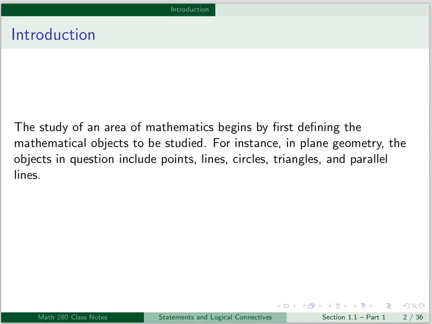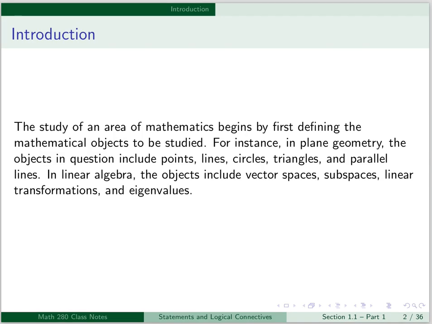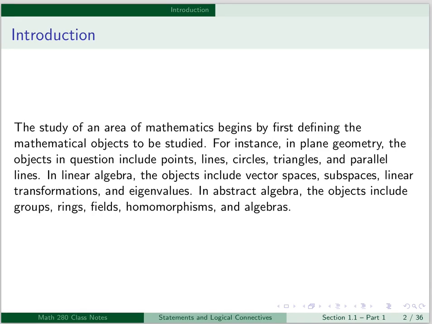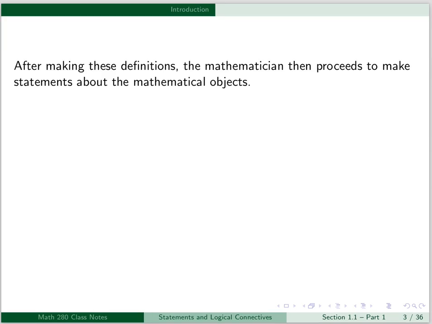For instance, in plane geometry, the objects in question include points, lines, circles, triangles, and parallel lines. In linear algebra, the objects include vector spaces, subspaces, linear transformations, and eigenvalues. In abstract algebra, the objects include groups, rings, fields, homomorphisms, and algebras. After making these definitions, the mathematician then proceeds to make statements about the mathematical objects.